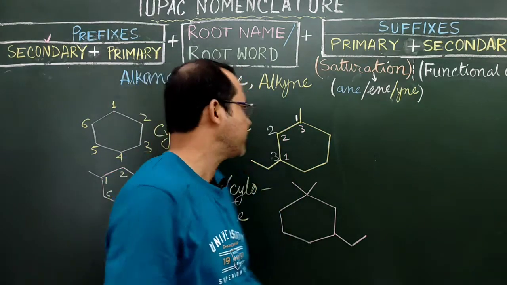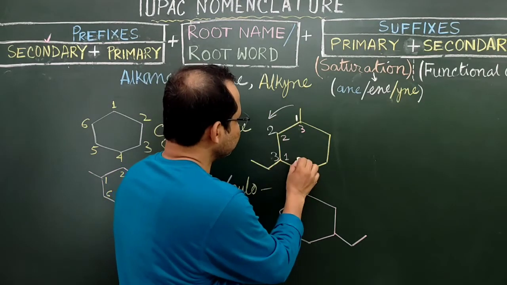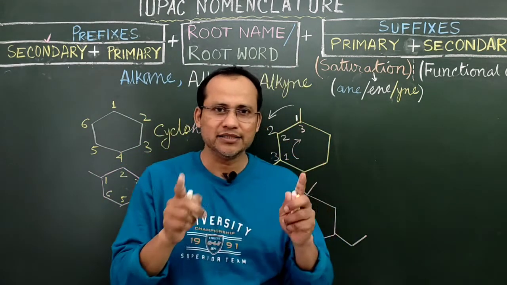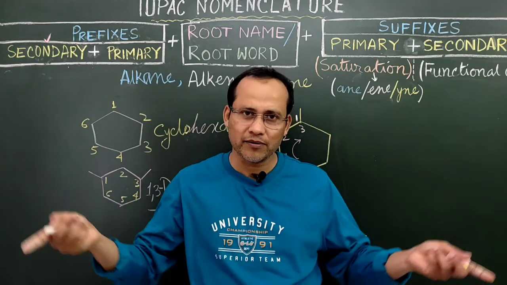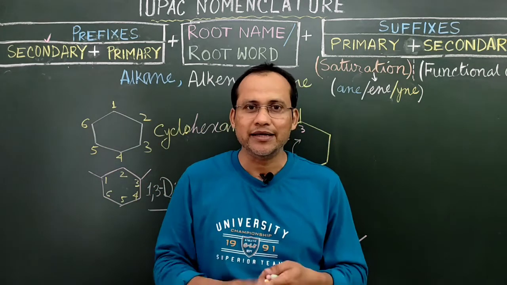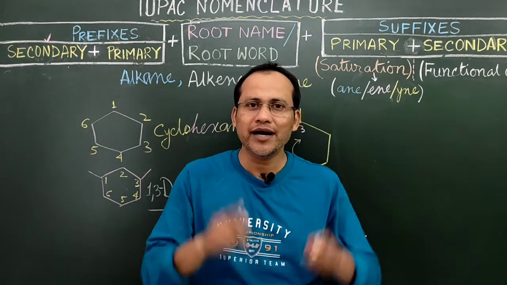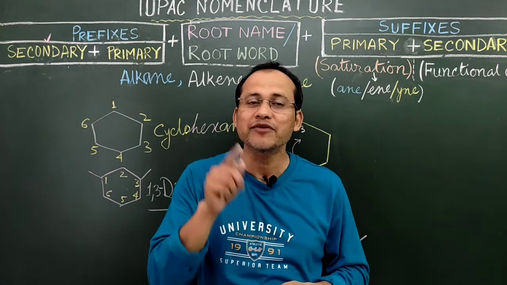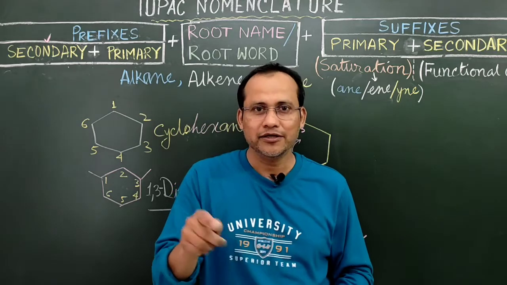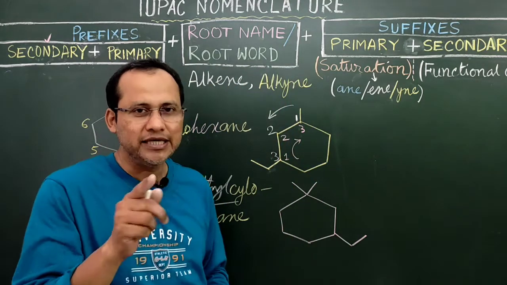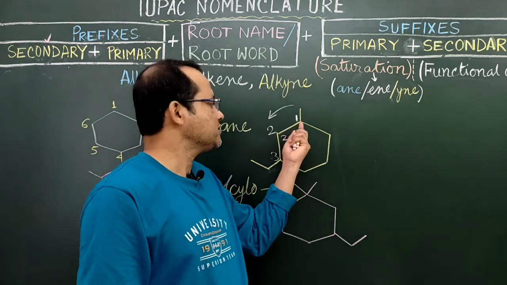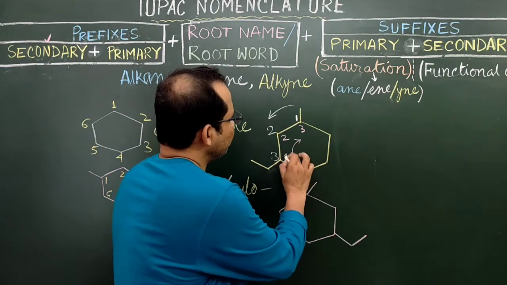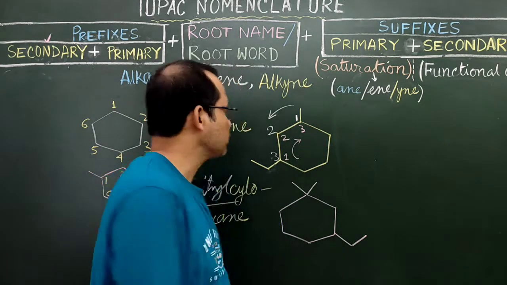So which one will be preferred? If we move from this, that will be correct, or if we move from here to here, that will be correct. In that case, since the substituents get the same positions from either of the sides, the alphabetical order of the groups will come into play. You have to consider which group is coming first according to the alphabet. Since the ethyl group starts with E, and methyl starts with M, E comes first. So this will be the proper way of giving the numbers to the carbon atoms, not this one.